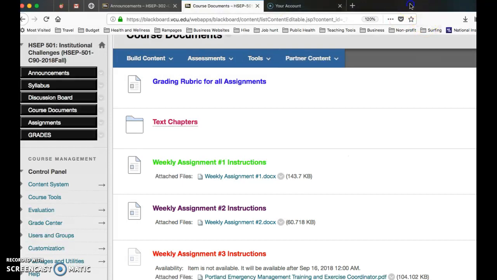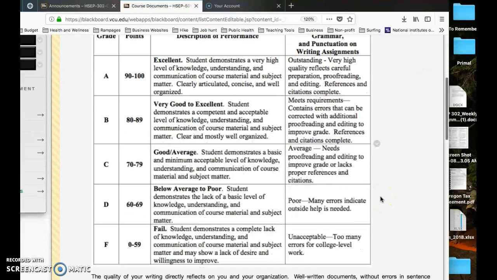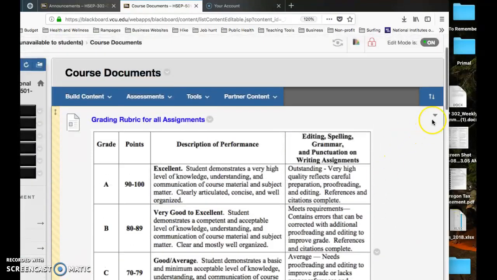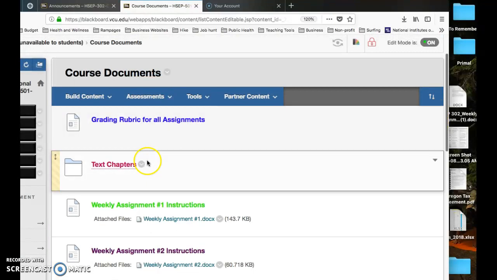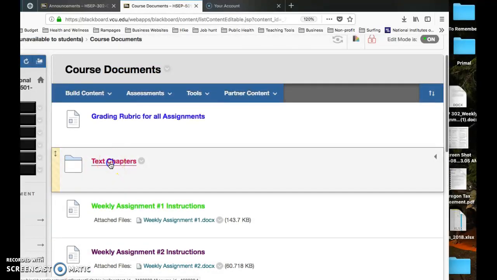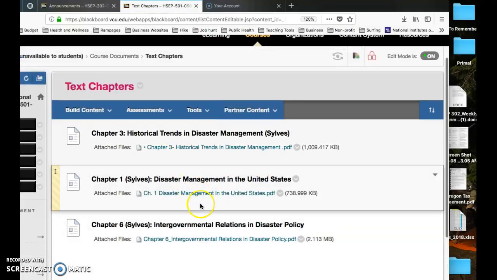Just an idea for the general grading rubric. Take a look at this. Again, very general, but it does come in handy. Then we have the text chapters. Let me pull those down. I promise you they're in there, so let's see. Let me click on it. There we go. So the 3 chapters that you will need in order.